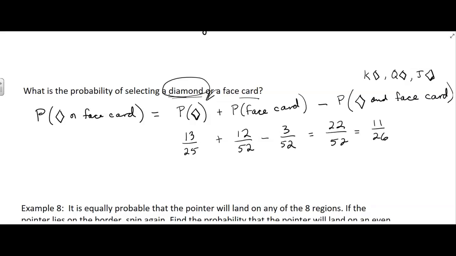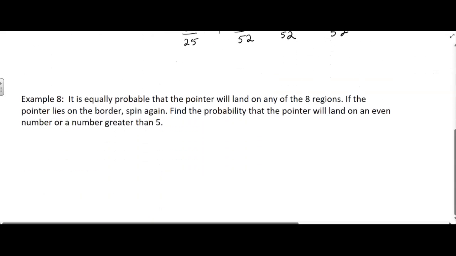So here's the formula. When the events are not mutually exclusive, you're finding the probability of A or B, and they're not mutually exclusive. Then you find the probability of A plus the probability of B, but then you have to subtract the probability of when they both occur, A and B. Okay? All right. So here comes an example.